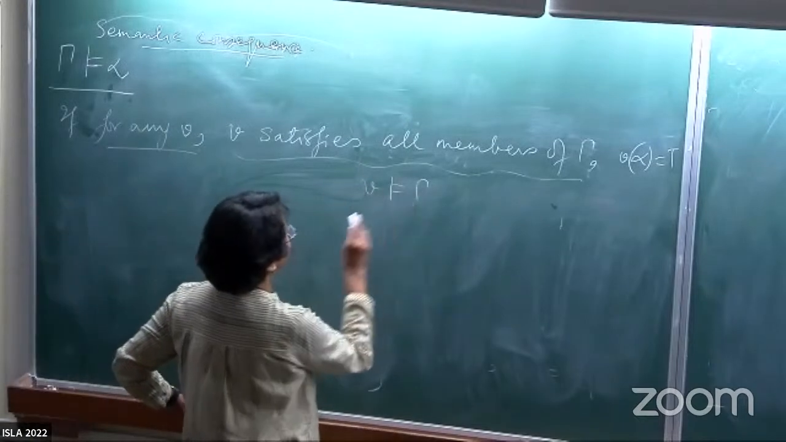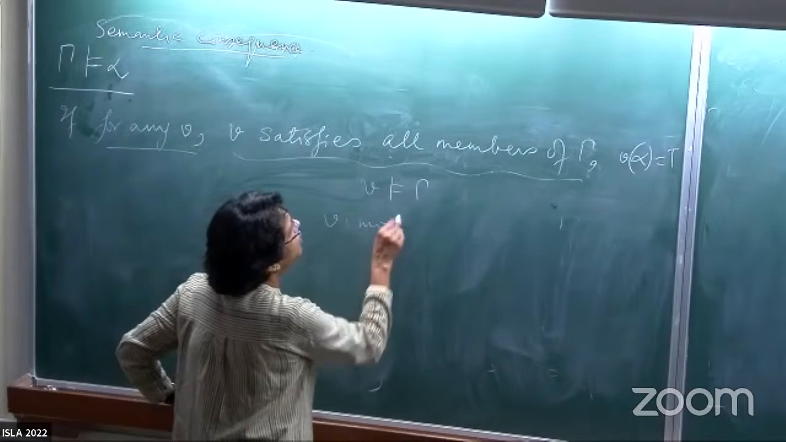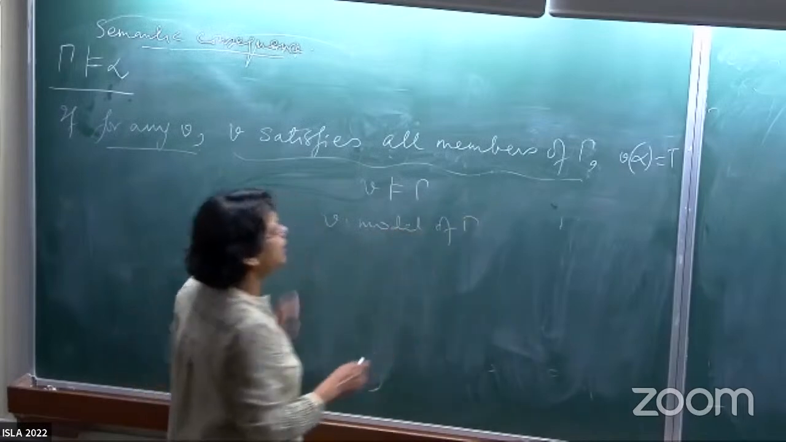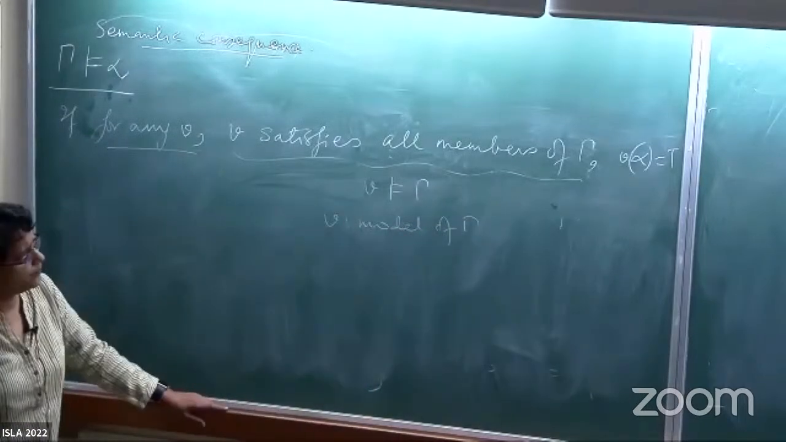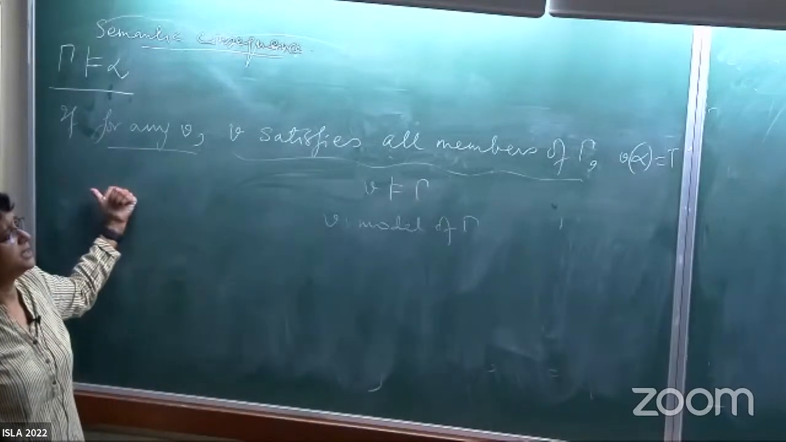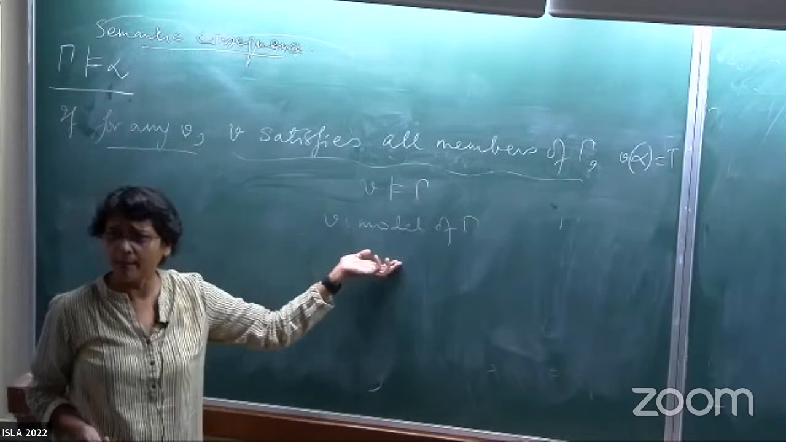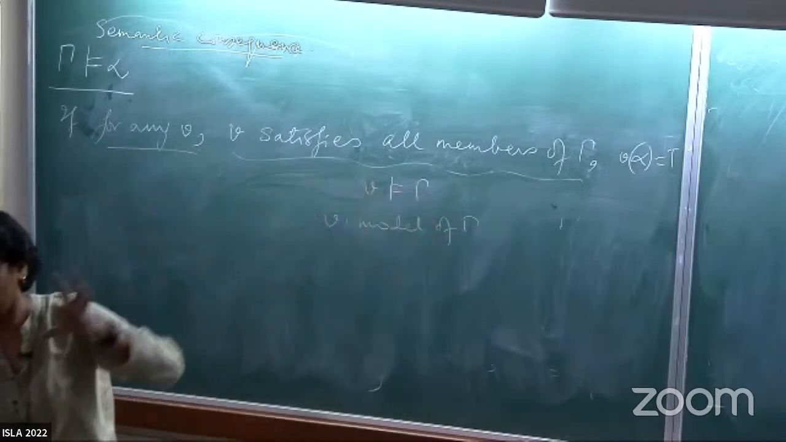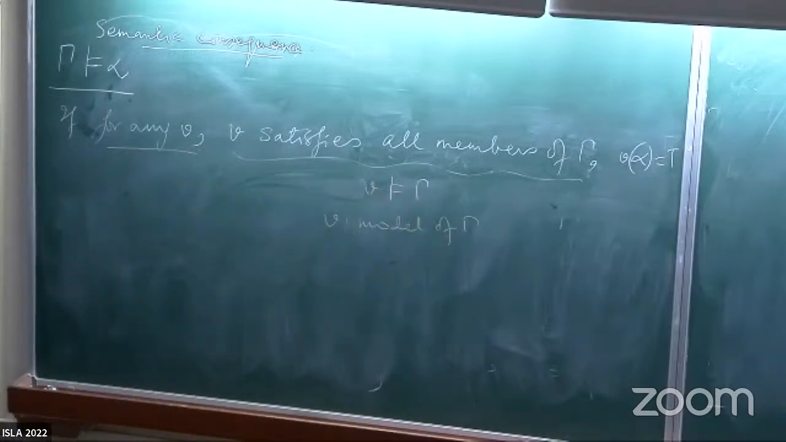Sometimes this V is termed a model of gamma, or it satisfies gamma and so on. Basically, what it is saying is that any valuation that happens to be a model of gamma must be a model of alpha. By model, I mean making it true.